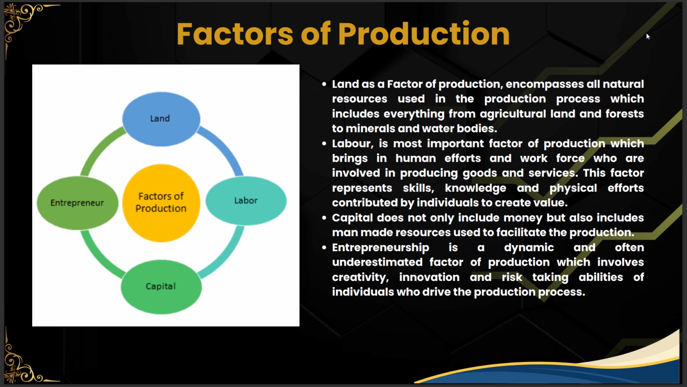Next is capital. See, capital does not only include money but also man-made resources used to facilitate production, like machinery, tools, equipment, even financial assets. Here the owner of capital gets interest as a factor income, which again comes into the part of national income accounting.